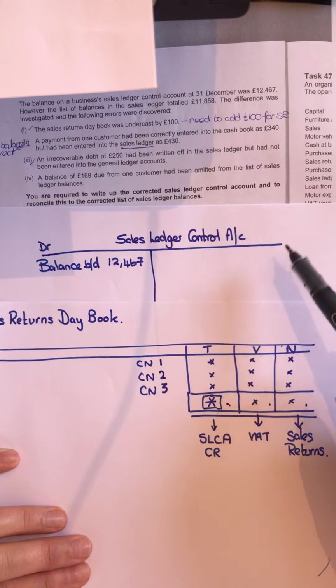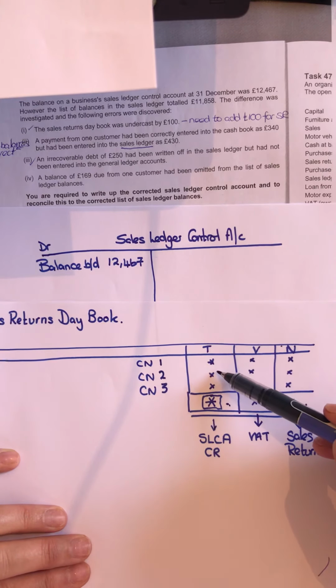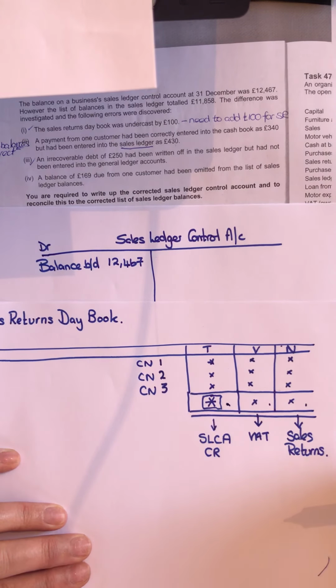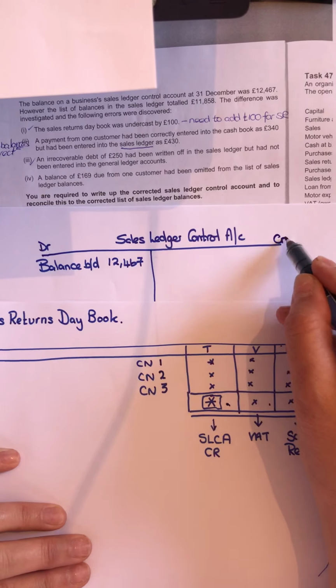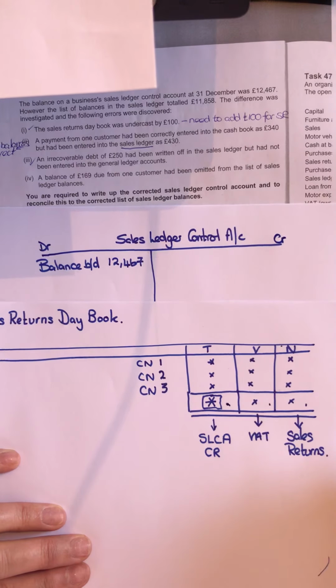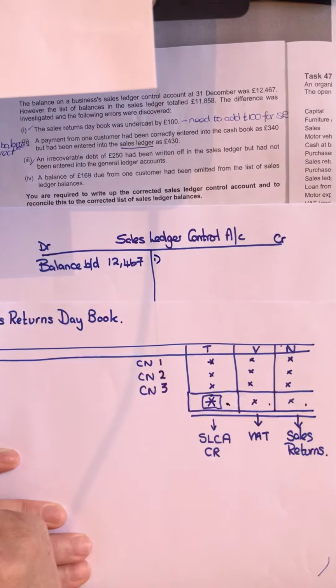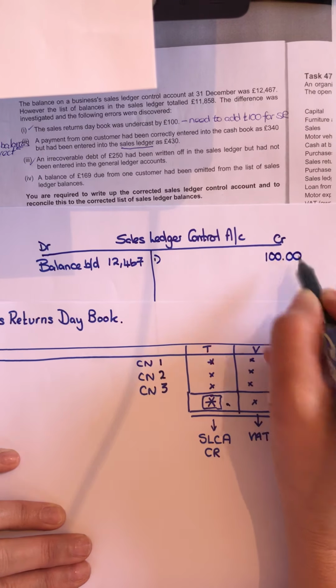Now, number 1 tells us that we undercast this column. That means when we added up these 3 figures, when we put the answer into the totals box, we hadn't added it up correctly and the number was less than it should have been. So we'd put less than we should have done on the credit side of the sales ledger control account. So in order to correct that, we need to add in that £100. So bullet point 1, we're going to write in our £100 that we didn't write in before.